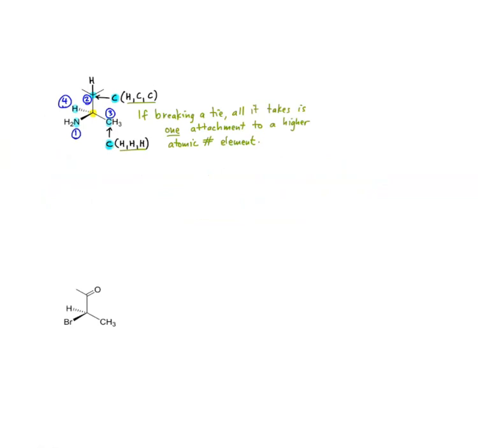Okay, so putting that together, remember you want the low priority group oriented away from you. So the first priority is the nitrogen, then the second is this carbon up here, and the third is the carbon in the methyl group. So we're moving from 1 to 2 to 3 in a clockwise direction, which means that the configuration is R.